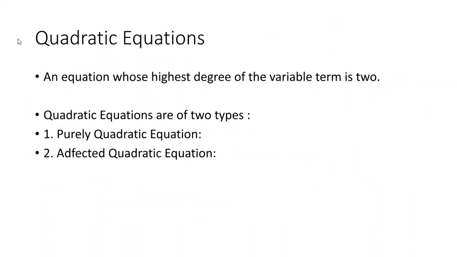Now, second one, quadratic equations. What is a quadratic equation? In the last slide, we have seen linear equations, and we learned that the highest degree of the variables is 1. But in a quadratic equation, the highest degree of the variable is 2. Not the variable term, but the variable.